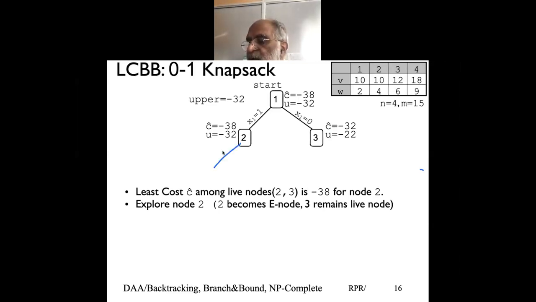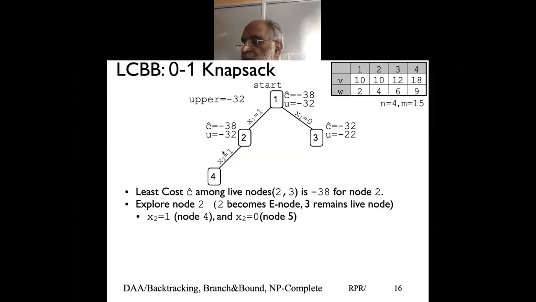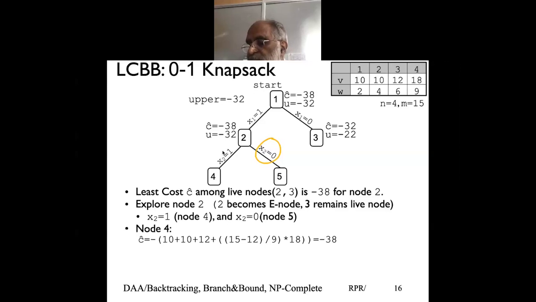That means I'll get 2 children here, x2 is equal to 1 or x2 is equal to 0. x2 is equal to 1 means include the next item. As we said, as long as we explore on the left side, this value would remain the same because this is what we already computed. So when x2 is equal to 1, you get node 4, and when x2 is equal to 0, you exclude this item, it becomes node 5, and we need to compute. For node 4, this C hat will remain the same. We include this, computation remains the same, and the same is my ux, which will remain minus 32.